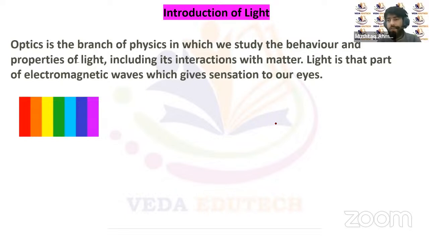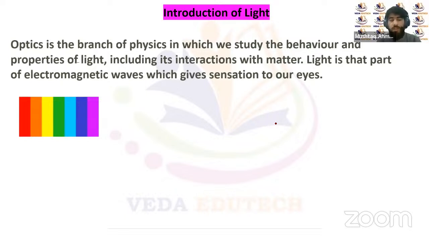There are different regions of the electromagnetic spectrum. There are gamma rays, UV rays, that's ultraviolet rays, and X-rays. There is the visible region, which is that part of electromagnetic radiation which gives sensation to our eyes, so that we can see everything around us. Then we have the IR region, that's the infrared region. We have the microwaves and the radio waves. So these are all parts of the electromagnetic spectrum.